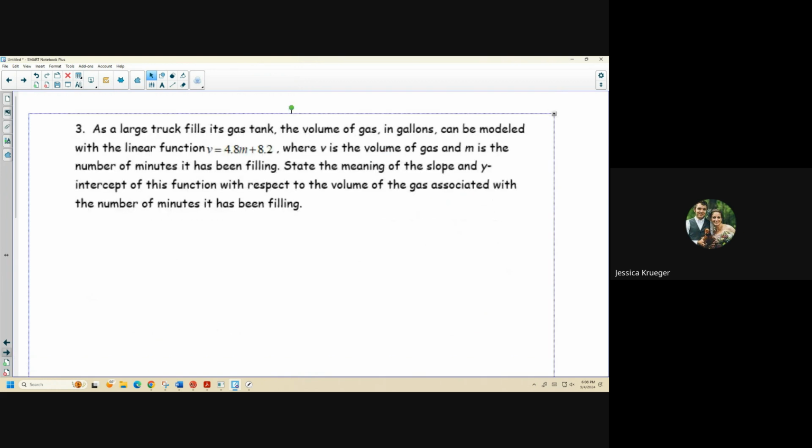Number 3, as a large truck fills its gas tank, the volume of gas in gallons can be modeled with this linear function, where V is the volume of gas and M is the number of minutes. State the meaning of the slope and the y-intercept of this function with respect to the volume of gas associated with the number of minutes it has been filling. So I've got my equation.